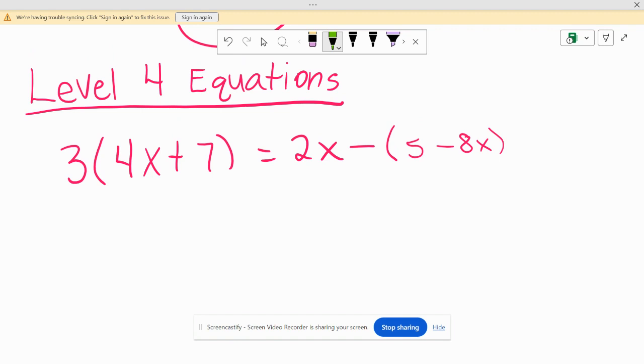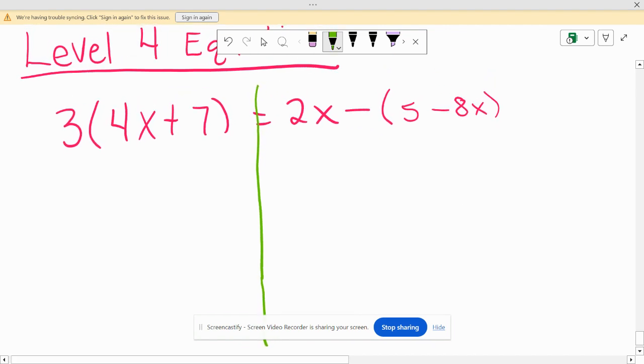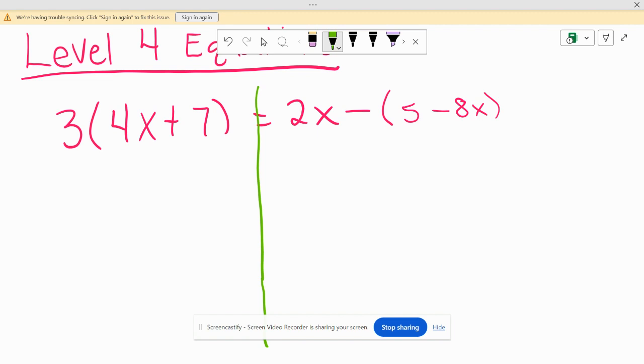So the first thing I'm going to do is draw my line down the middle because I want to be able to remember the do-do rule after I get everything simplified. Here, I see that I have 3 times 4x plus 7. So I'm going to distribute that 3. I could also choose to divide by 3, but then I'd have to divide each of these terms by 3, and that just might get a little messy. So in this case, I'm choosing to distribute the 3.